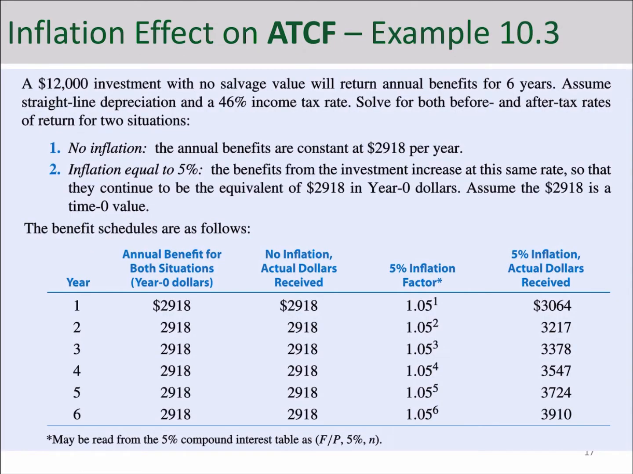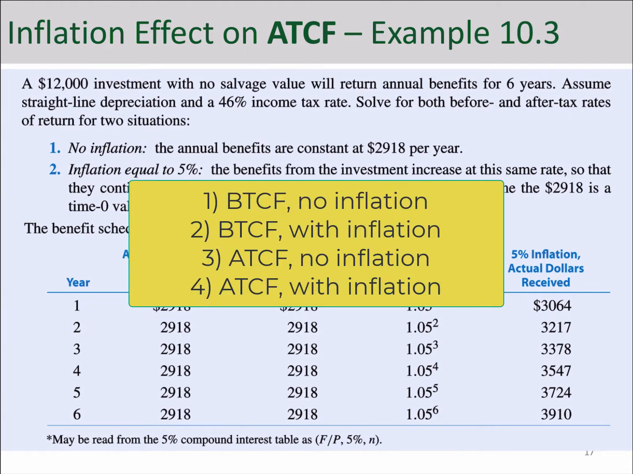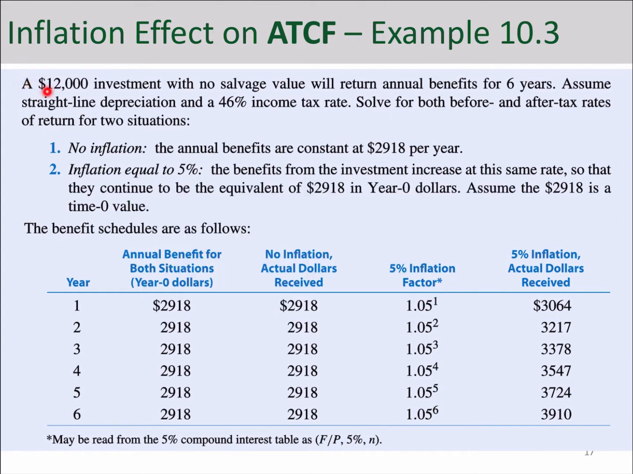In this example, we're going to use it extensively to discuss both with inflation and without inflation, before tax and after tax. So 4 different scenarios. A $12,000 investment with no salvage value will return annual benefits for 6 years. Assume straight line depreciation and a 46% income tax rate. Solve for both before and after tax rates of return for 2 situations: no inflation and with inflation of 5%.